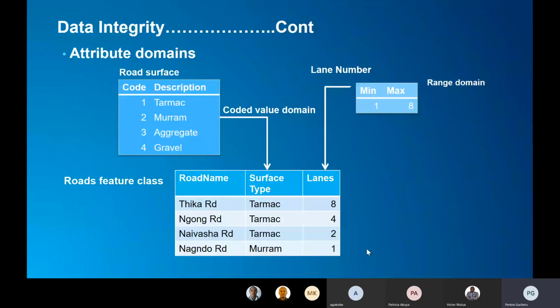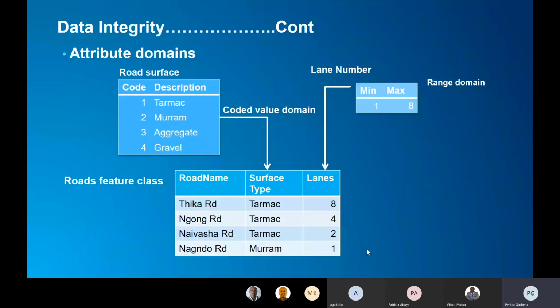So we've already done the subtypes for the road class, but we also have another attribute field, like for the surface type and the number of lanes in each road. So for the surface type, we are talking of it's either tarmac, murram, aggregate, or gravel. So for you to be able to map correctly the type of the surface for that particular road, you can also introduce domains. The same case with the number of lanes.